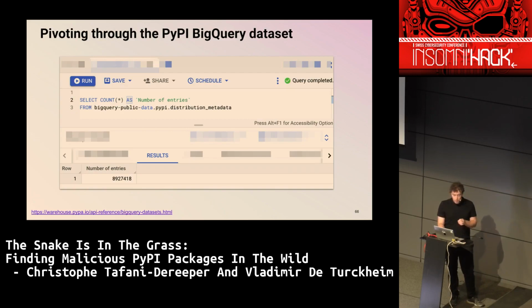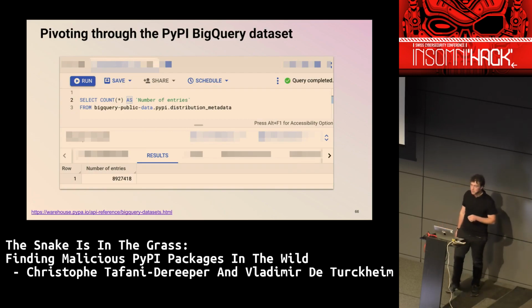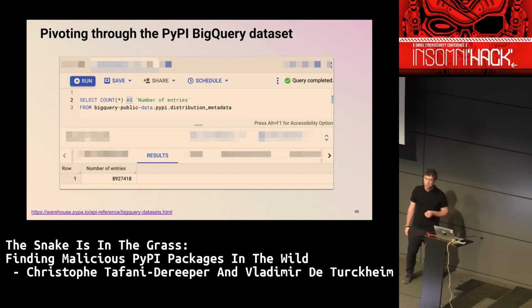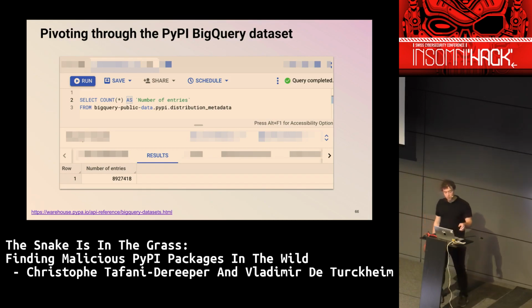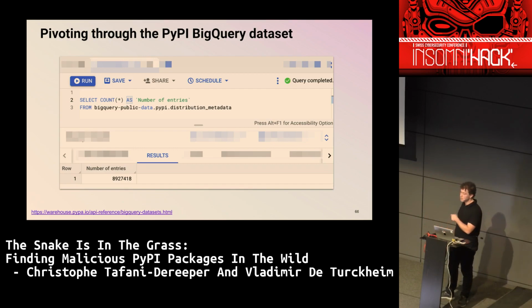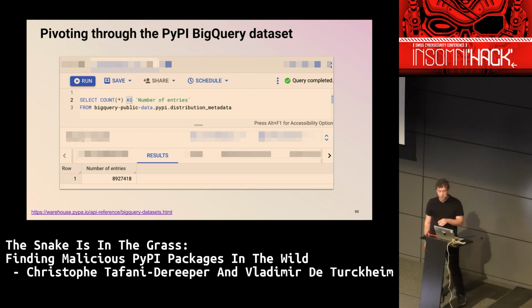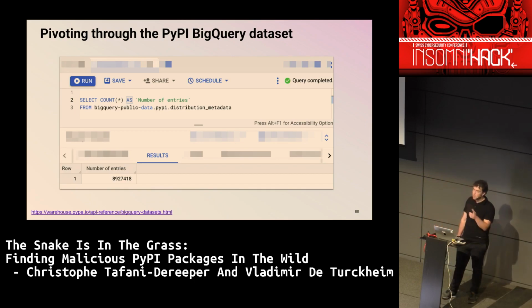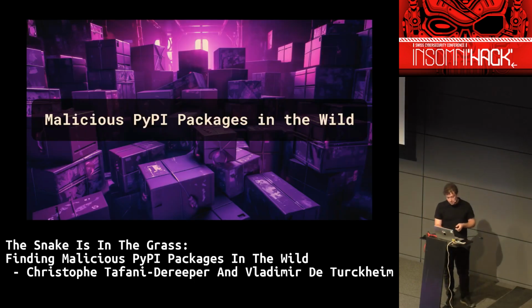There is also one dataset that is very interesting for triaging and for finding malware. It's a Google BigQuery on Google Cloud dataset that is public, made available by PyPI, where you can basically use SQL to query all the metadata of all the packages. And we'll see that in an example, but it's very useful because when we find malware, you can go ahead and say, okay, show me all the packages with the same author or with the same description or with similar properties. We'll see that in a bit.